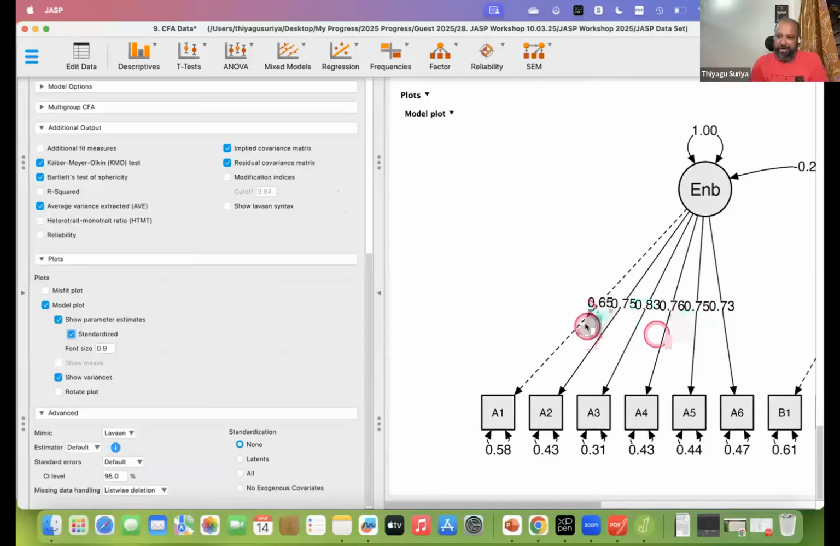Because I'm running with unstandardized, but basically it's standardized. All the items are on a 5-point scale, all the items from A1 to A6. Therefore, you can use the standardized score. Based on the context, we can use the standardized as well as unstandardized.